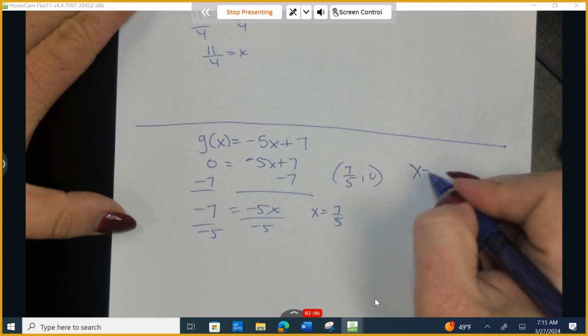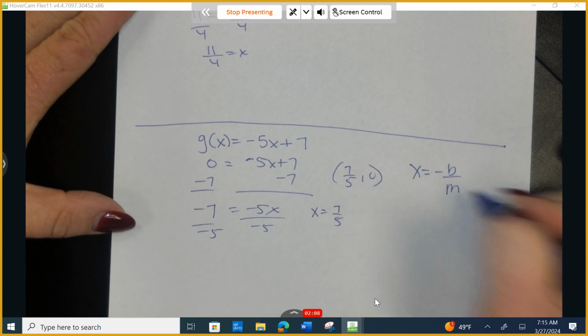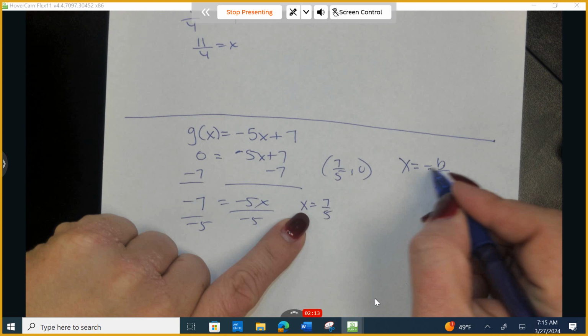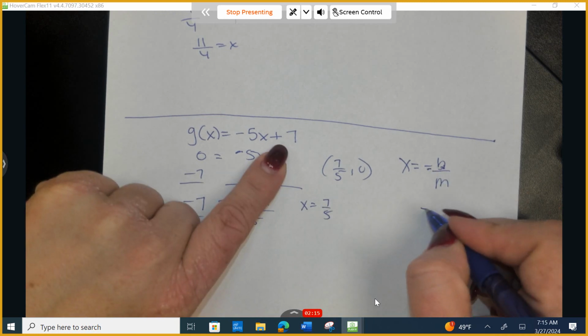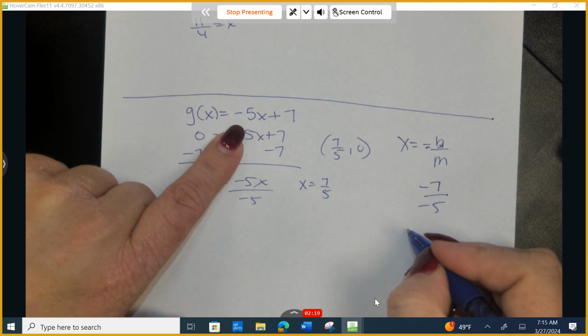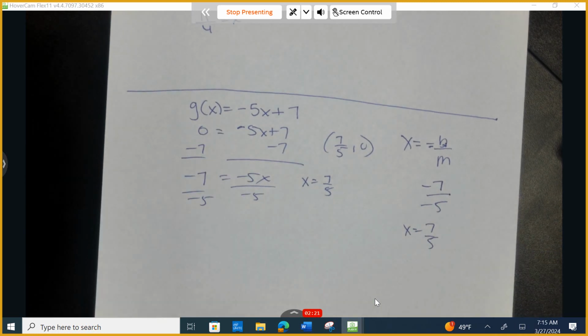But remember, we do have this trick when we're working with linear functions and the slope m is not 0. We change the sign on the b, so it becomes negative 7, and I put it over the m, which is negative 5. Again, here we go, x equals 7/5. Just an alternative with linear functions.